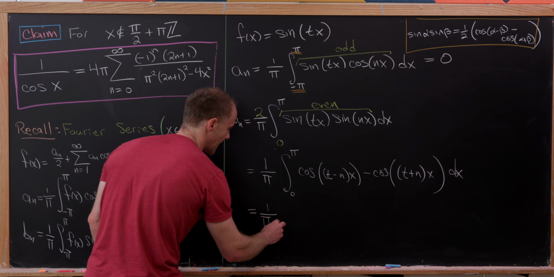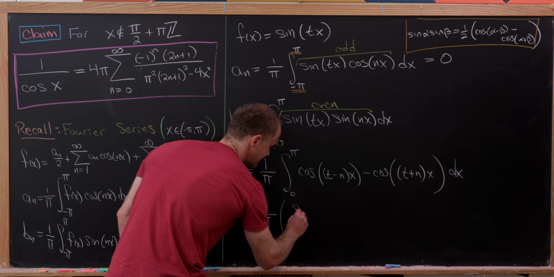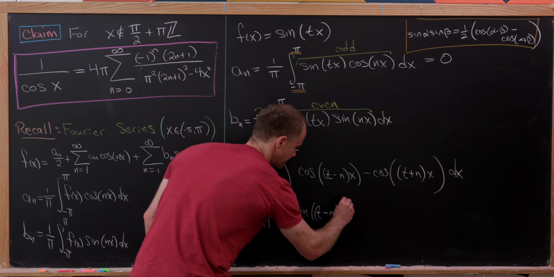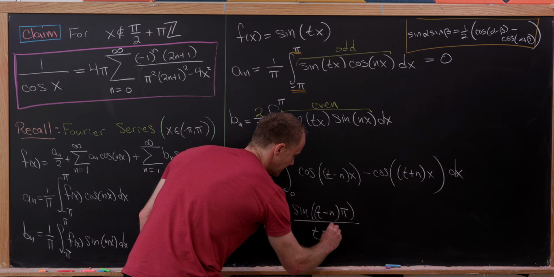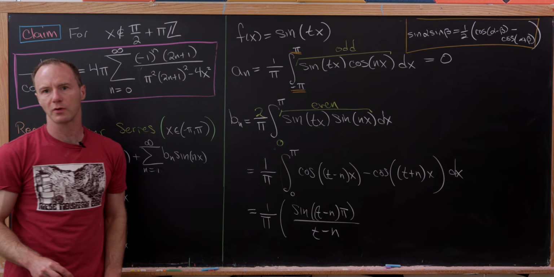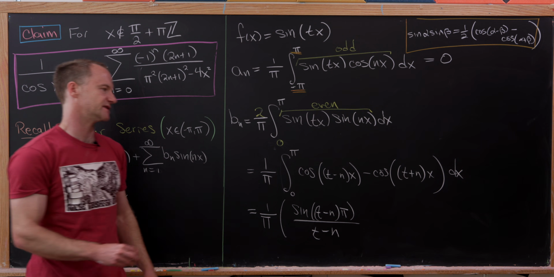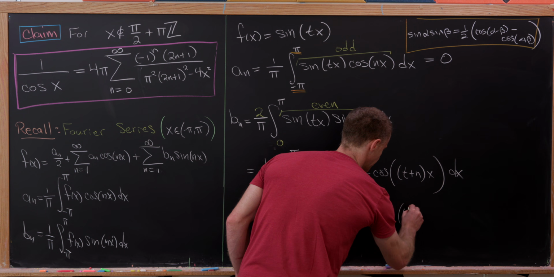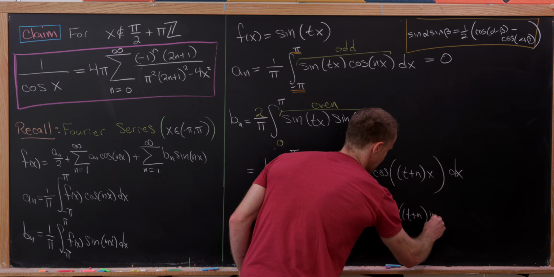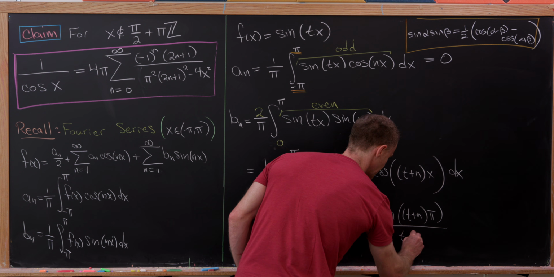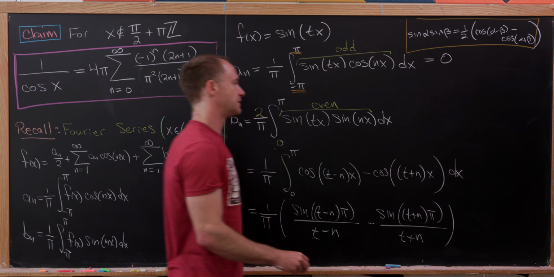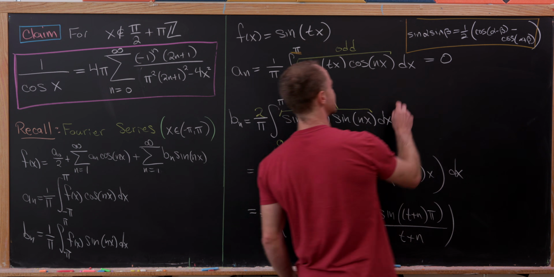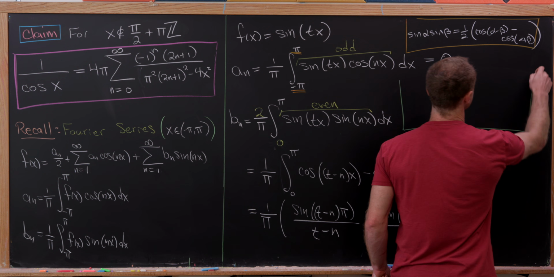So we have 1 over pi, and then we'll have sine of (t minus n) times pi over (t minus n). We get nothing from the lower bound of integration because sine of 0 is 0. And then here we'll have sine of (t plus n) times pi over (t plus n). So something like that.